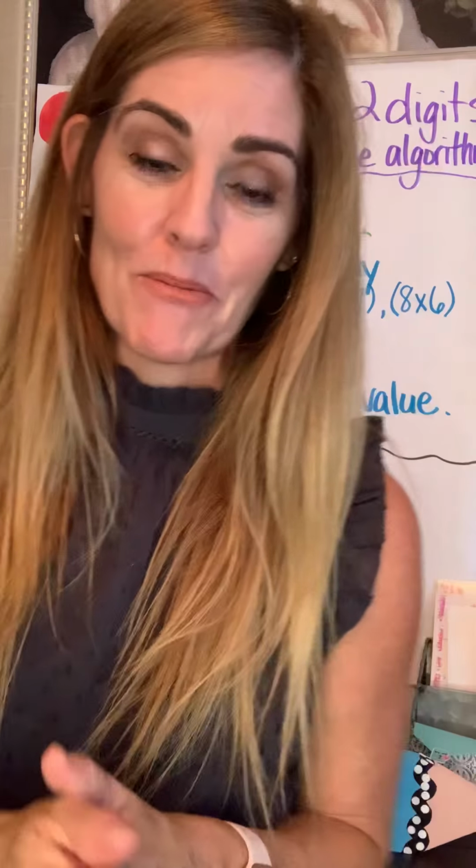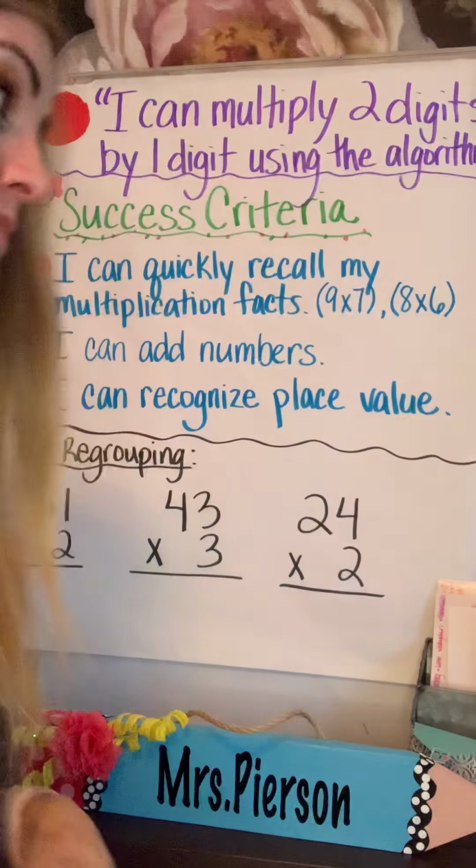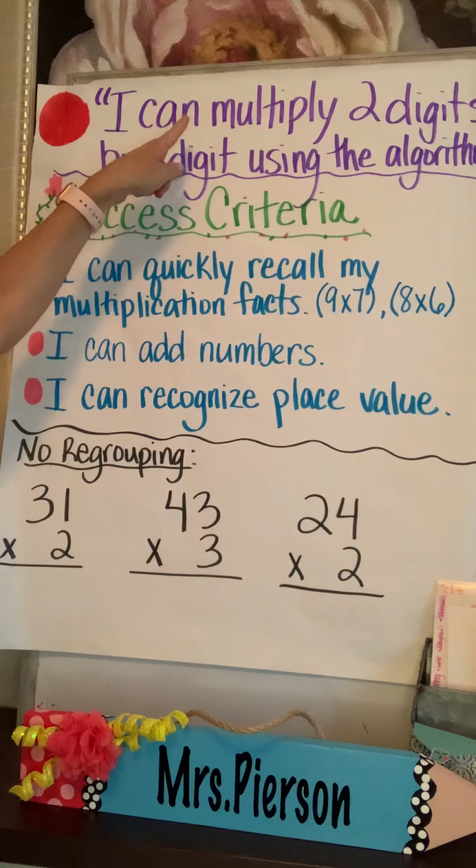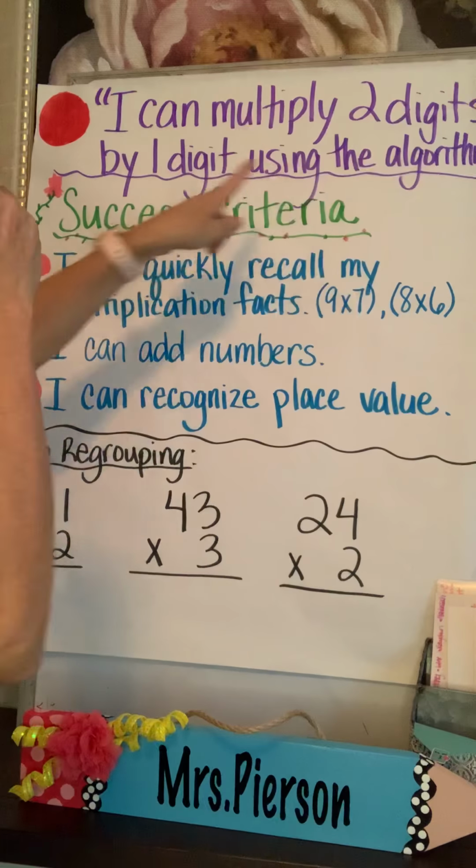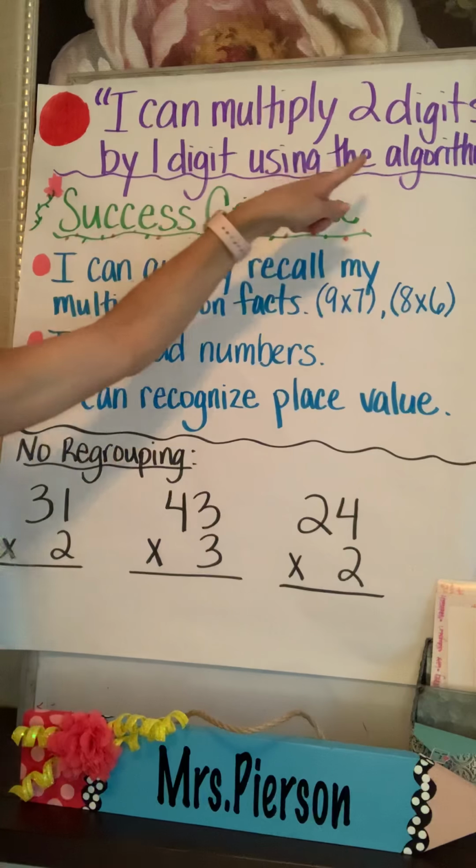Okay, so this is how the structure will go. I'll take you through it and hang in there. Just be patient. I know this isn't the best way to be learning math, but this is the best way that we think we can do it in this distance learning. So it's going to be great. Here we go. All right, so today's learning target, I can multiply 2 digits by 1 digit using the algorithm.